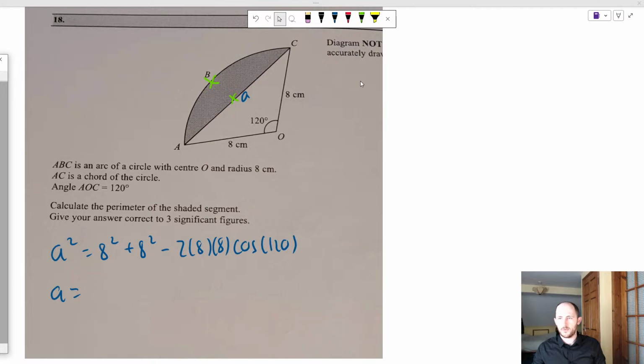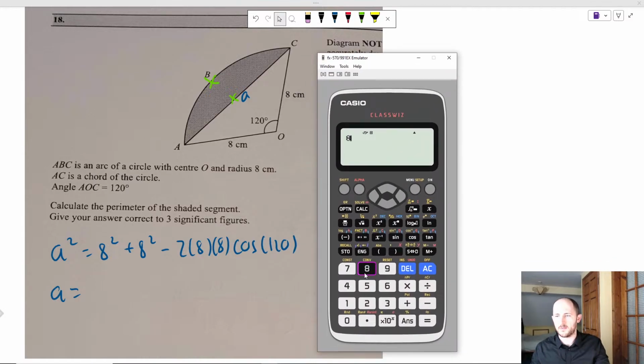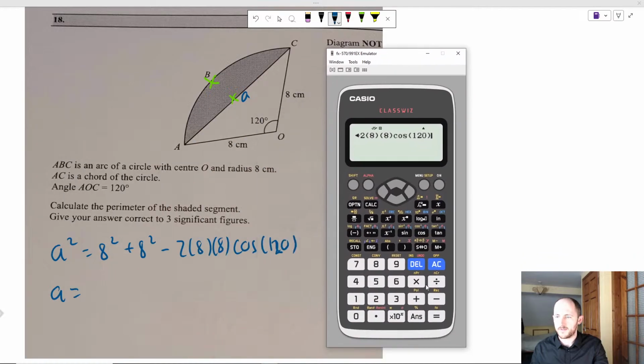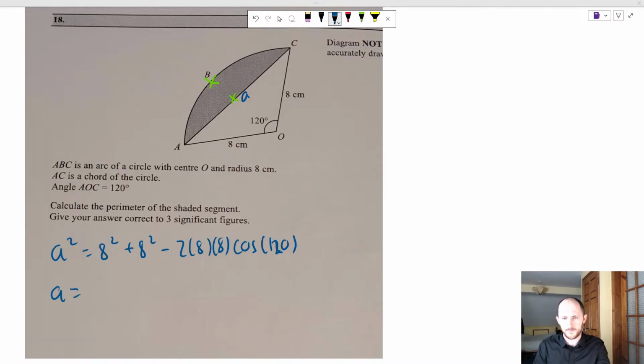So, square root. Actually, I'm going to do it separately again. Plus. Again, if you have any questions, do let me know, but I'm trying to get through as many as possible. Cos 120. That does look like 110, actually. Let me just change that really quick. It's a little better. So press equals, and then don't forget to square root. 8 root 3. I'm going to leave it as 8 root 3.